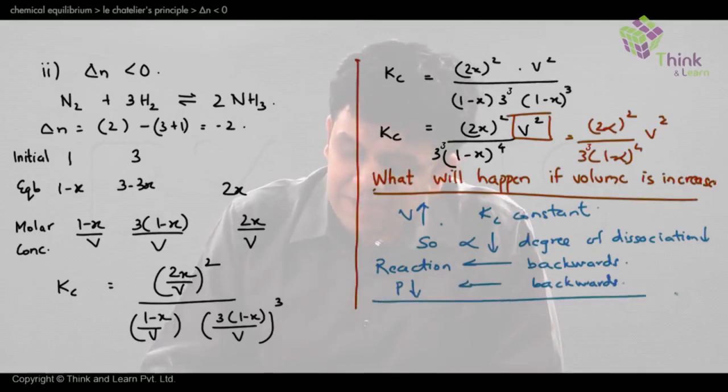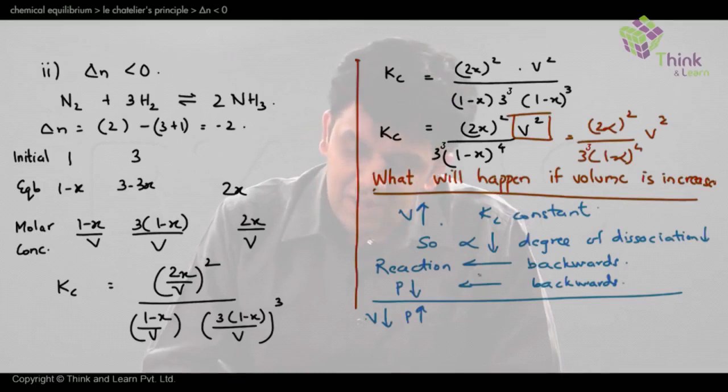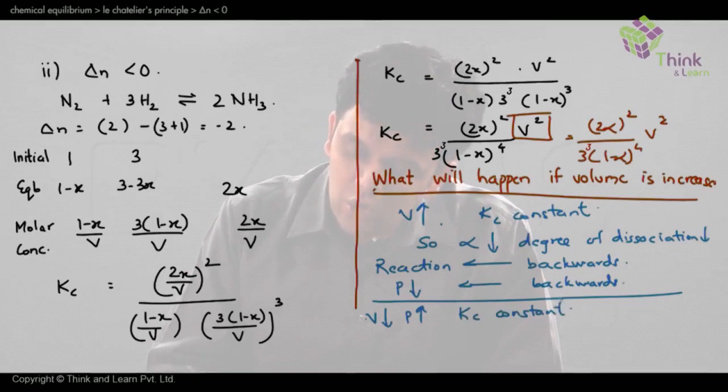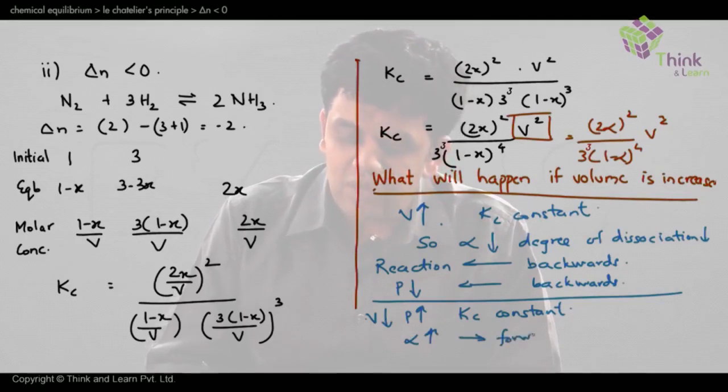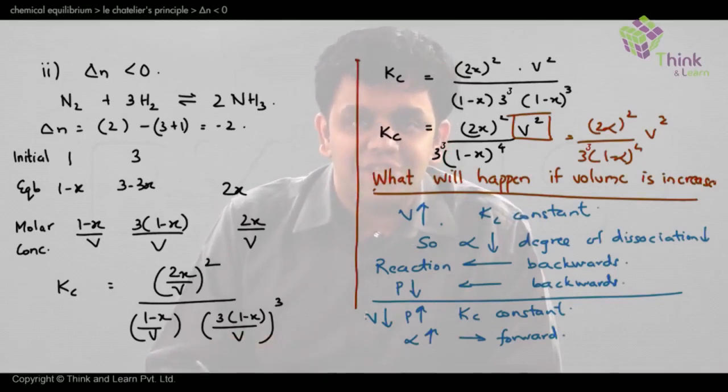Now let's take the reverse case. If volume decreases or pressure increases, let's examine what happens to the reaction. Now see, clearly Kc is constant at a given temperature. So to counteract the reduction in volume, alpha will have to increase. If alpha increases, then the reaction goes in the forward direction. So in this case, where delta N is less than 0, if volume increases, then the reaction goes in the backward direction. If volume reduces, then the reaction goes in the forward direction.